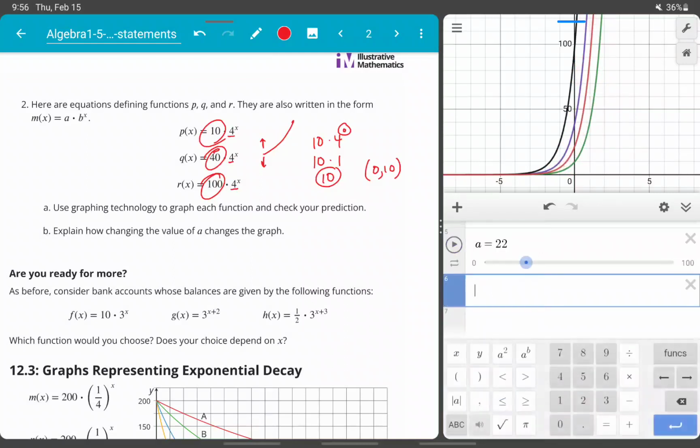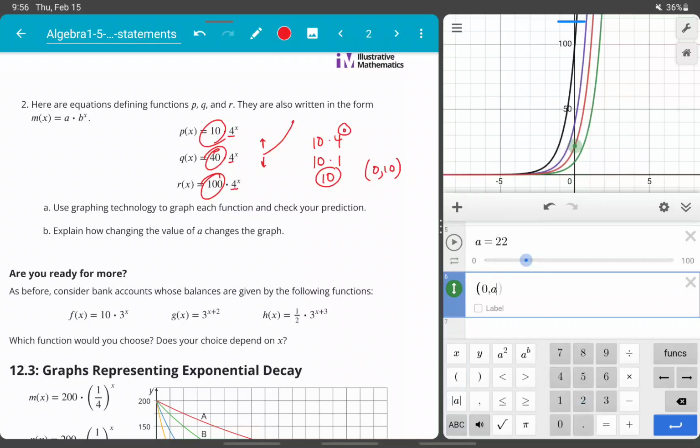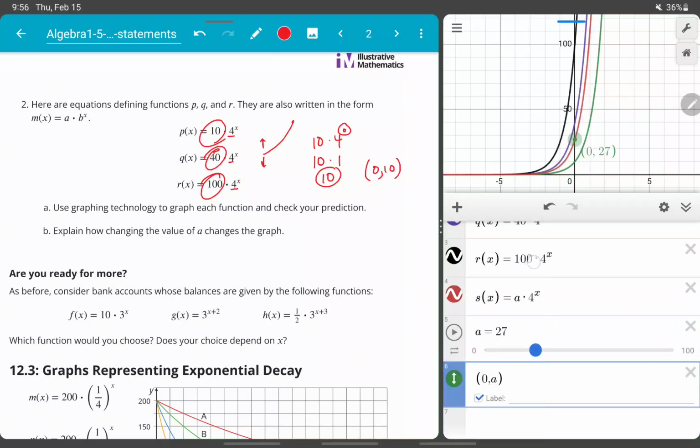So I'm actually going to graph one more thing. I'm going to graph the point 0, comma A, let's label that too, to show you that whatever my A value is, you can see that point is actually tracking along with the graph, because as my A value increases, that's where it's crossing the vertical axis, at 0, whatever that number was. So just like we had earlier when we had 10 times 4 to the 0, when this number is 0, that's going to make this term 1, which means your value of the function is going to be just whatever that number was before it.